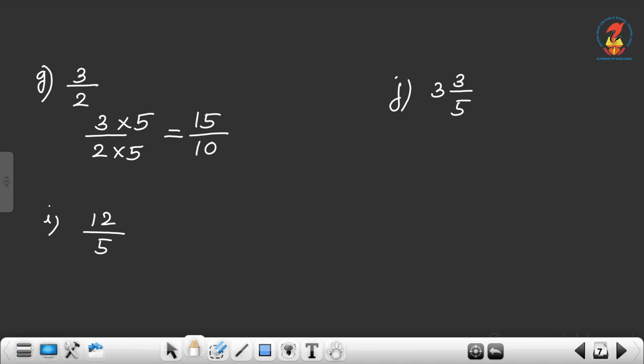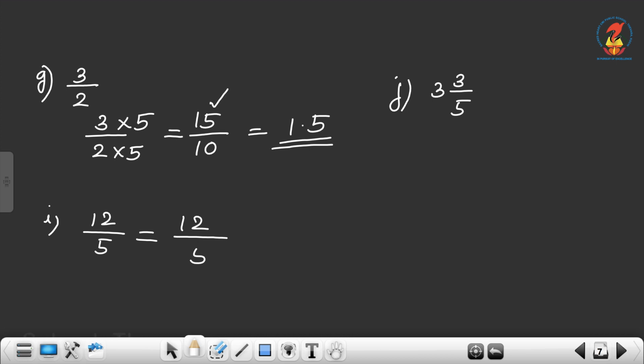Now, look at the denominator. How many zeros are there after 1? Only 1 zero. So count the same number of digits in the numerator starting from the unit digit, and you have to move that digit to the right and put the decimal point. So 1.5.